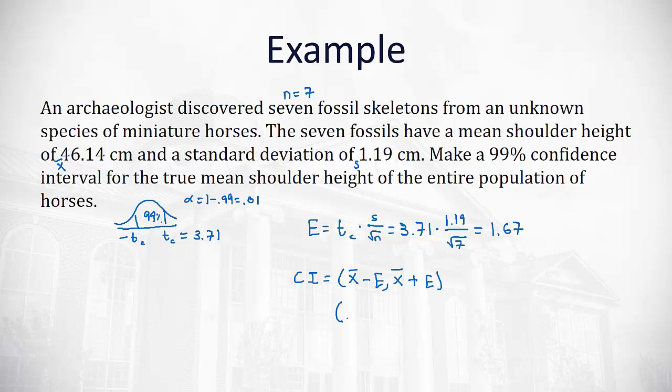So when we have a mean of 46.14, subtracting the error of 1.67 gives us a low value of 44.47, comma, when we add 46.14 to the 1.67, we find a high value of 47.81. And so we can say we are 99% confident the true mean shoulder height of these miniature horses is between 44.47 and 47.81 centimeters.